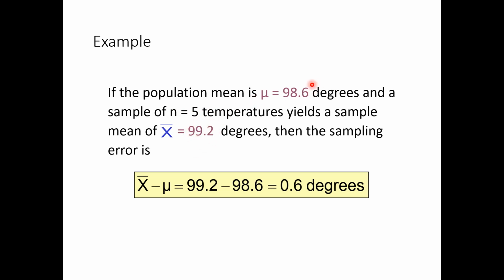So our error is, this is the population mean. We say that the normal body temperature is 98.6. So we subtract 99.2 from 98.6 or vice versa, and we quote the absolute value. So what is the error? Error is 0.6 degrees. So if we were to make a confidence interval, we can derive a confidence interval from here.